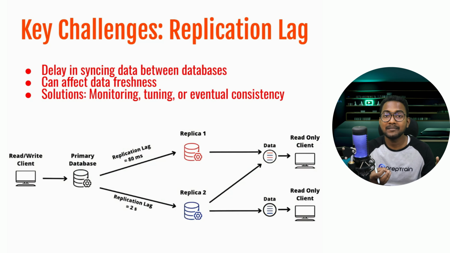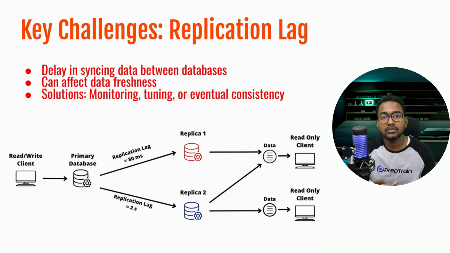Replication lag can be especially problematic in high traffic systems where data is updated frequently. For instance, in an e-commerce platform, if there is a lag between the master and slave database, a user might see an outdated inventory list or incorrect pricing. This can lead to a poor user experience and even lost sales. So how do engineers deal with this?